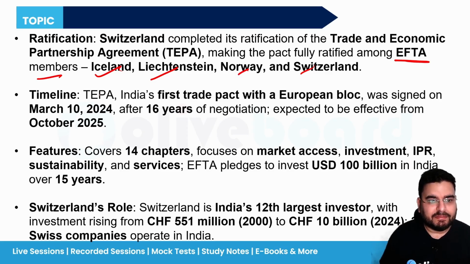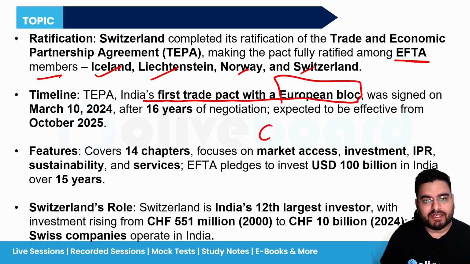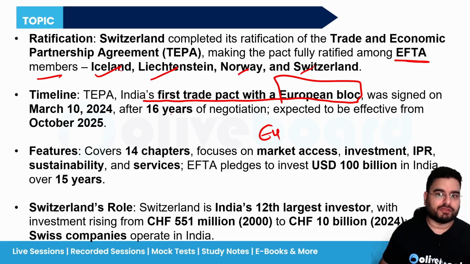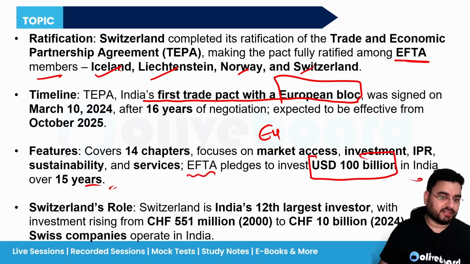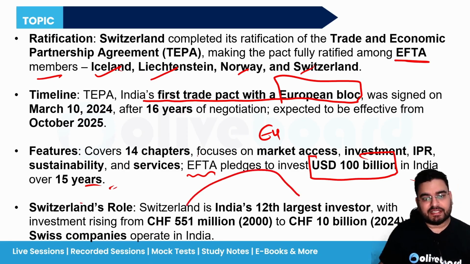TEPA is India's first trade pact with a European bloc. European Union is very big, and under the European Union there are other European blocs also, for example, EFTA. Please remember this. And EFTA pledges to invest $100 billion in India over the next 15 years. And Switzerland is India's 12th largest investor. So just remember this.